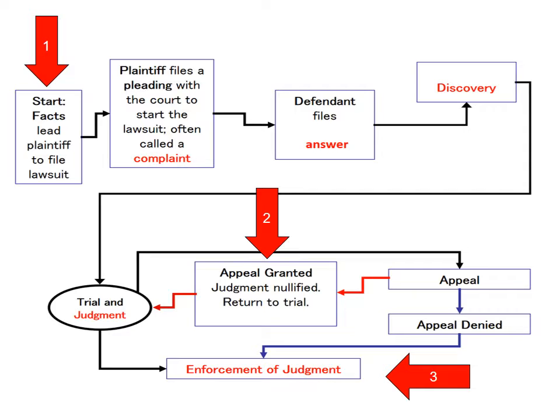For this simple diagram, I have assumed that the matter is not appealed to a state or the U.S. Supreme Court, and therefore, if the appeal is denied, notice that we go to the enforcement of judgment stage. That is number 3 in the diagram. The parties also get to the enforcement of judgment stage if they do not appeal. That is, after the trial and the judgment, if neither party appeals, the matter goes to the enforcement of judgment stage. The enforcement of judgment stage can also be a very long, expensive, and drawn-out process.